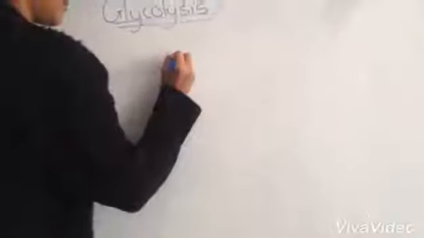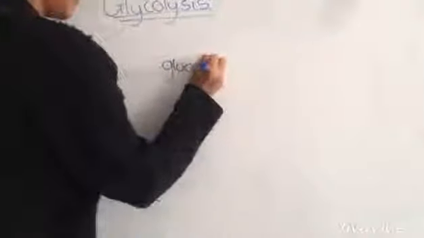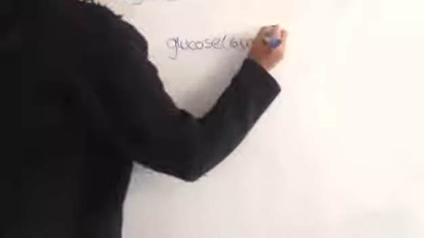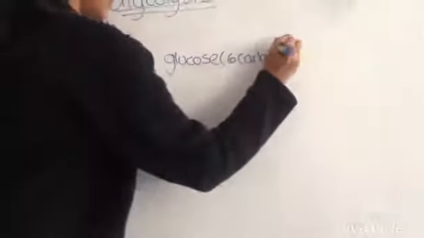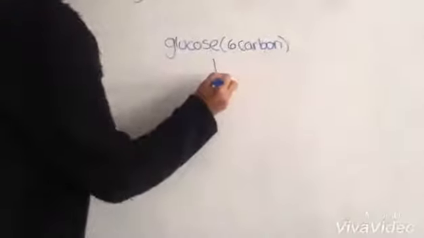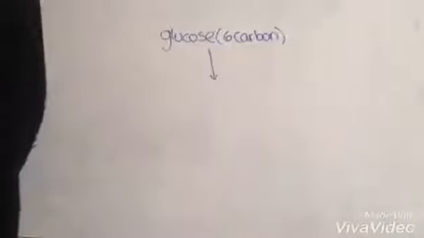Hi everyone, welcome back. Today we're going to be looking at aerobic respiration. To understand aerobic respiration, we're going to look at the separate stages and we're going to start with glycolysis. Glycolysis is when glucose is split into pyruvate, and this is done through a series of 10 reactions.